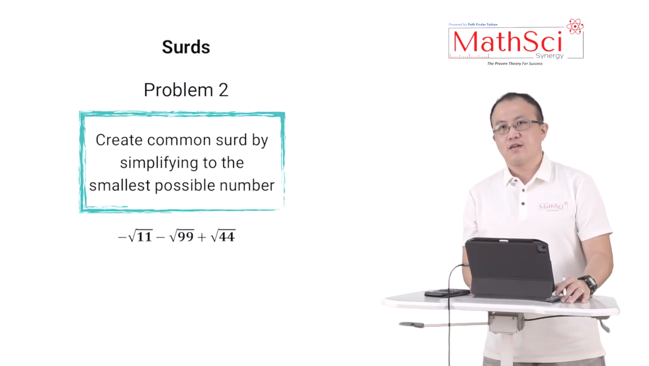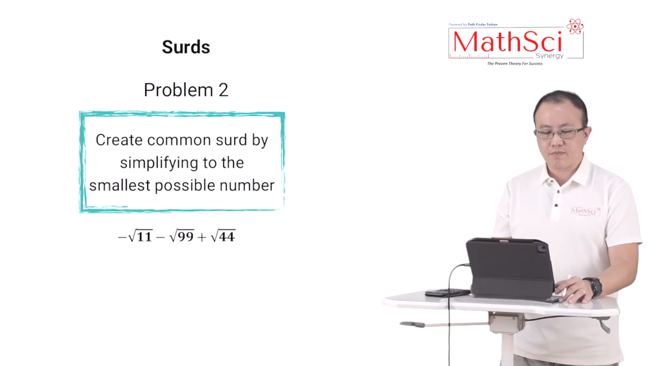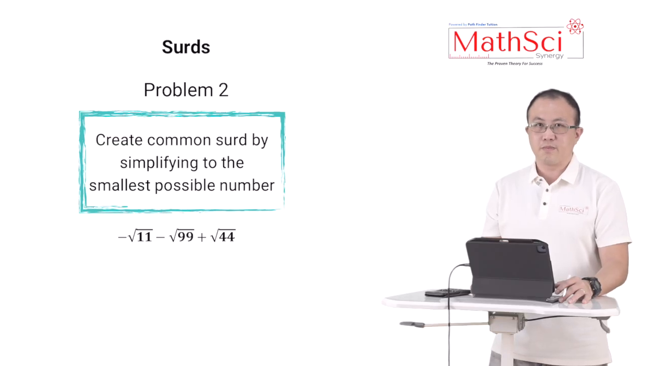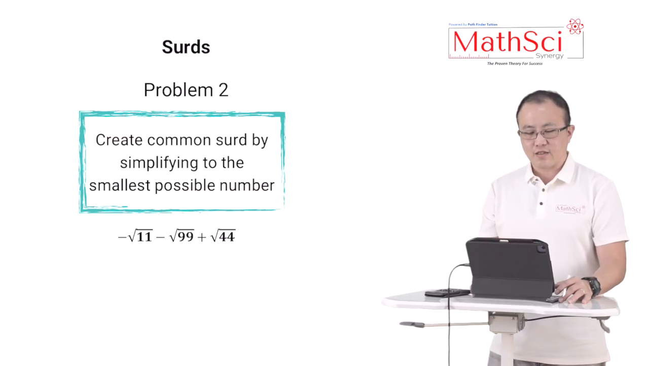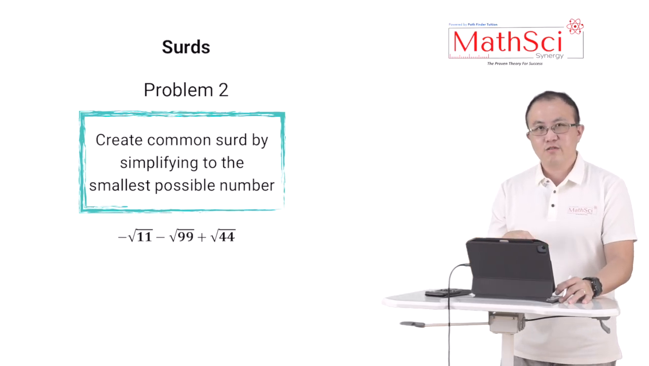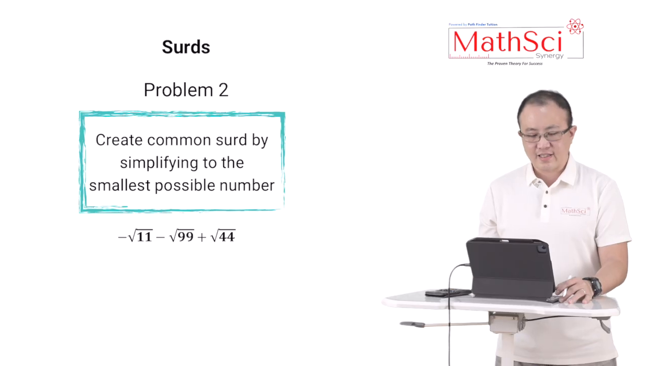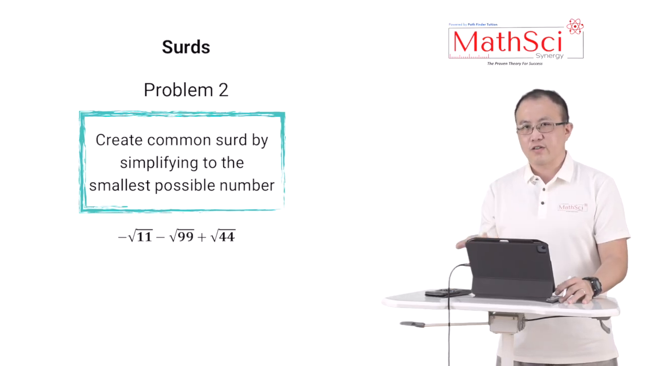Problem number 2. Often you have to create common surds by simplifying to the smallest possible number. This is the thing that you might not know. You have to combine surds with different numbers, but you do not know how to do this, or you didn't know that you need to do this. In this example question, you can see square root 11 minus square root 99 plus square root 44. First things first, 99 and 44 are not numbers that you can square root, so even if you press a calculator, it's not going to help you.